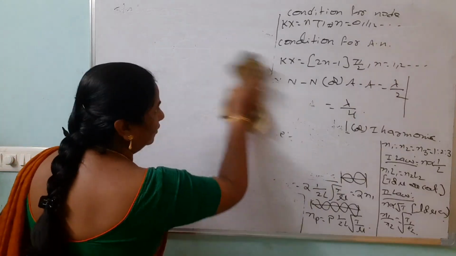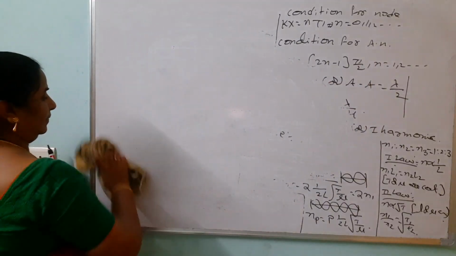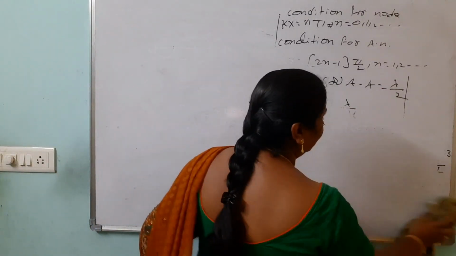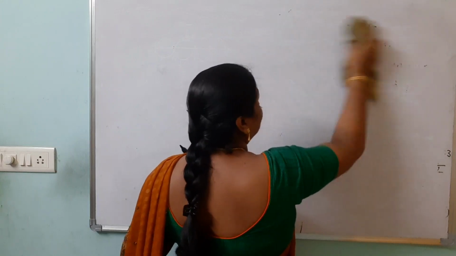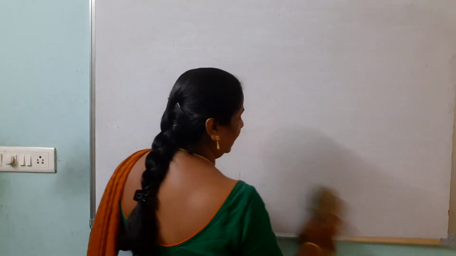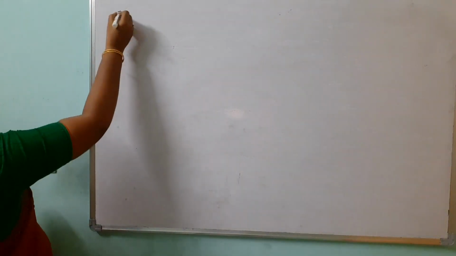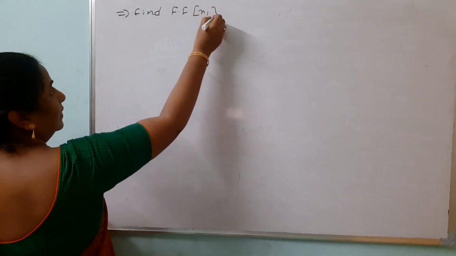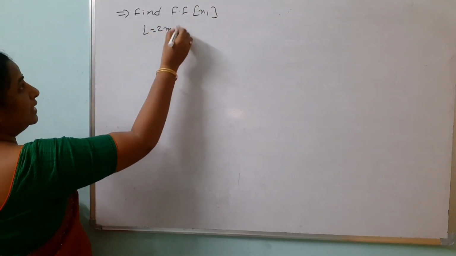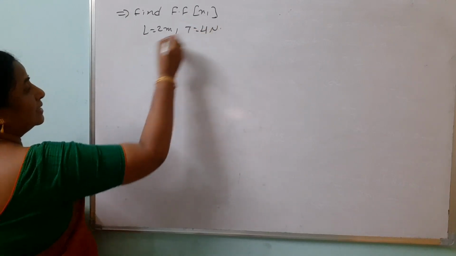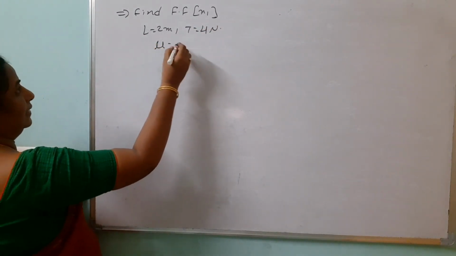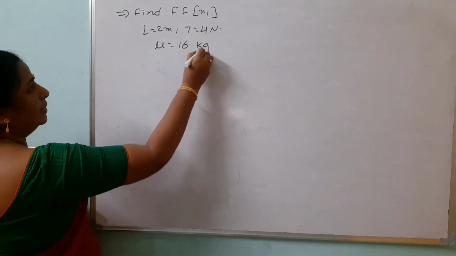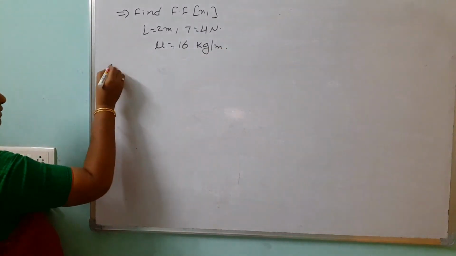Find the fundamental frequency of the stretched string. How to find this? Suppose the given data is: length is 2 meters, tension is 4 newtons, and linear density is 16 kg per meter.